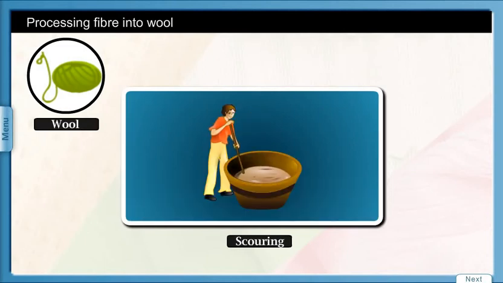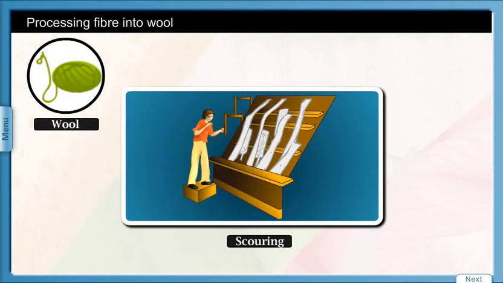Scouring, the technical term for washing, is the second step in wool processing. This involves washing the wool in hot soapy water to remove dirt, grease, dust, and dry plant matter from the fleece. Nowadays, scouring is done by machine.